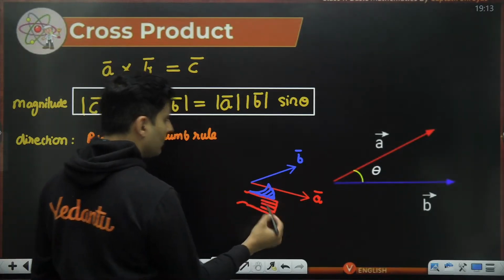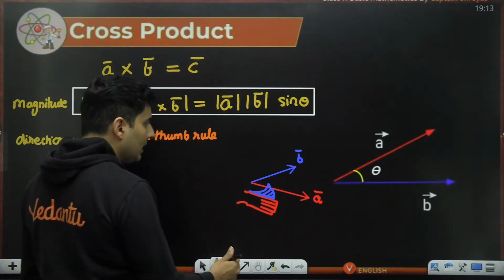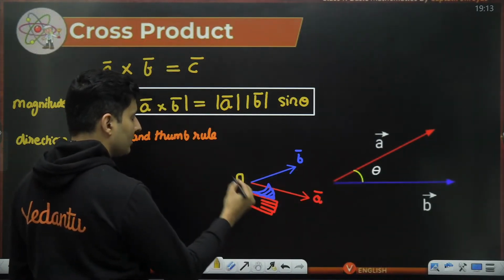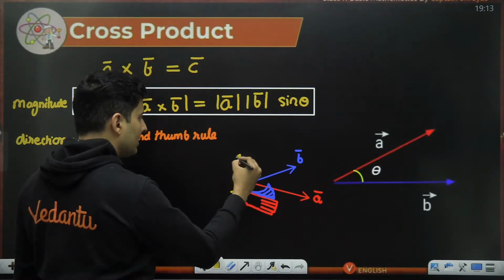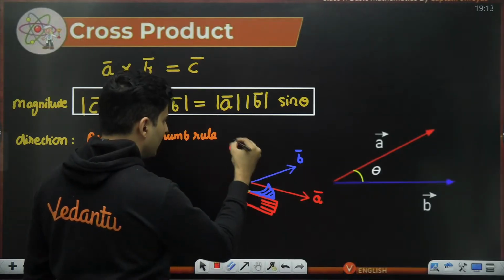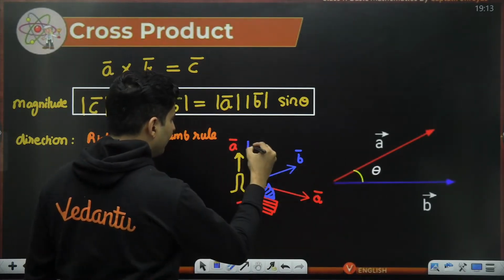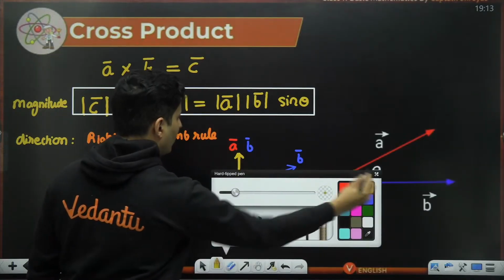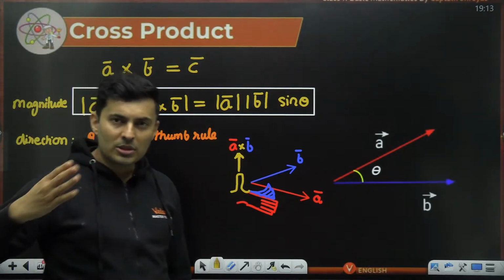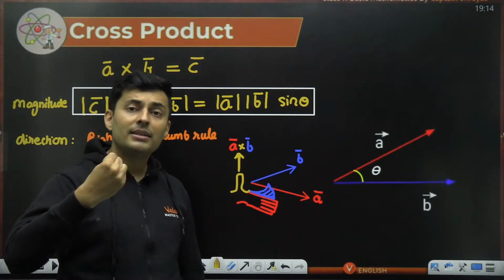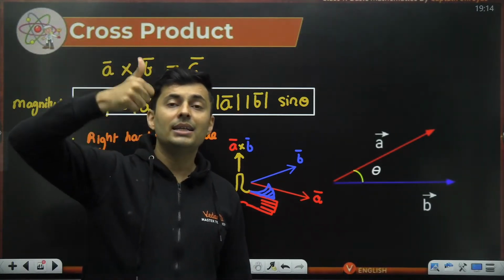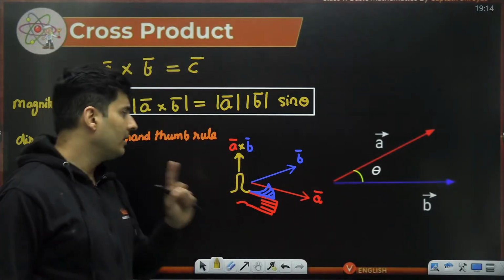Are you able to visualize this? They'll bend like that. Automatically, the thumb will point in a very unique direction. In this case, the thumb will be like that. This is my thumb. Wherever the thumb points, that is the direction of A cross B. That is the direction of A vector cross producted with B vector. That is A cross B direction, or C vector's direction. Always choose the four fingers in the direction of the first vector, then the second vector, they should bend towards it. Automatically, that thumb will point in the direction of A cross B. That is your right hand thumb rule.